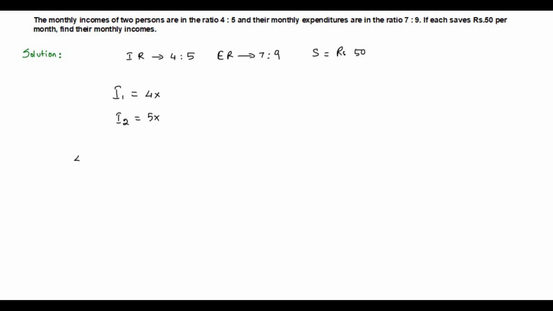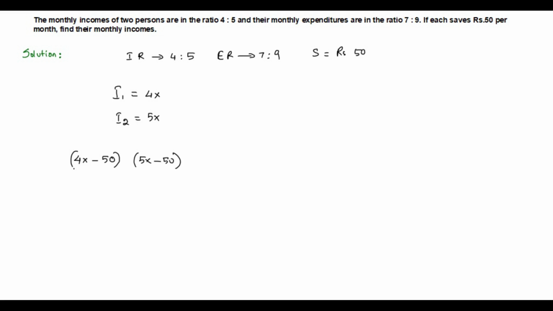Okay, now from the income of the first person, I am going to subtract the savings of the first person. That is 50. Because the question says each person saves rupees 50 per month. Here, 4x is income of the first person, 50 is the savings of the first person. So if you subtract savings from the income, what will you get? Expenditure. So this is the expenditure of the first person. In the same way, we can get the expenditure of the second person, that is 5x minus 50.